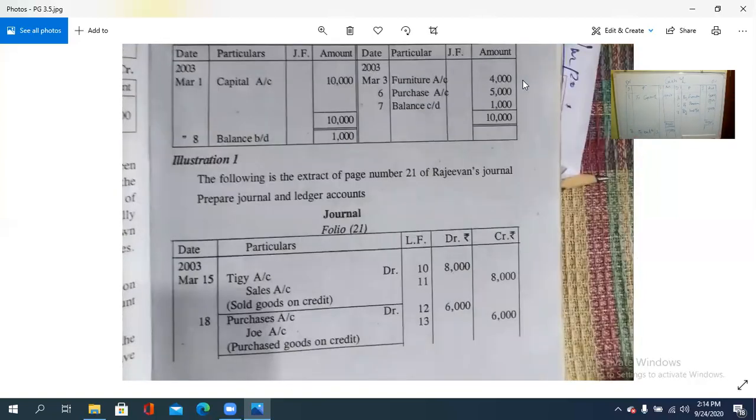Clear? So cash account to capital account 10,000, buy furniture 4,000, buy purchases 5,000. Take the difference between these two columns. Debit side is higher than credit side, so there will be a balance in credit side. So by balance carried down, that is to be brought down to balance brought down. Clear? So this is the case with regard to posting and then balancing.